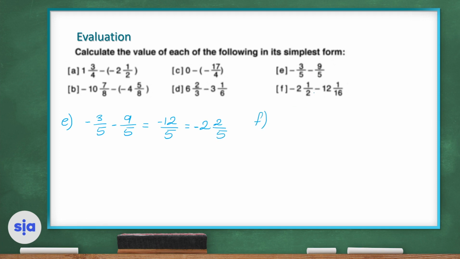Question F, you can here multiply this by 8 up and down. So it's negative 2, 8 over 16 minus 12, 1 over 16. So negative 2 minus 12 is negative 14, and then this one is 9 over 16.